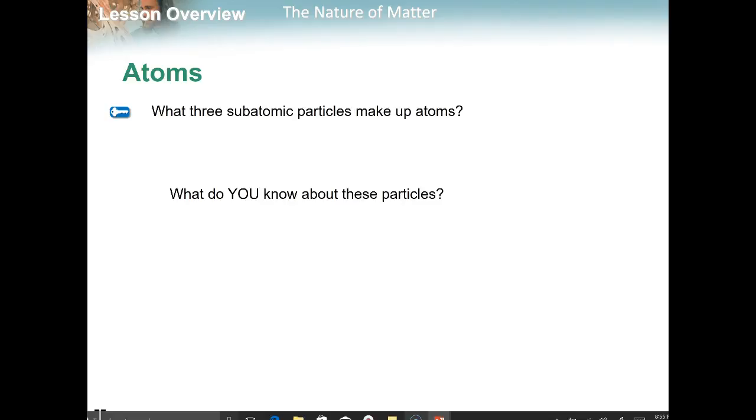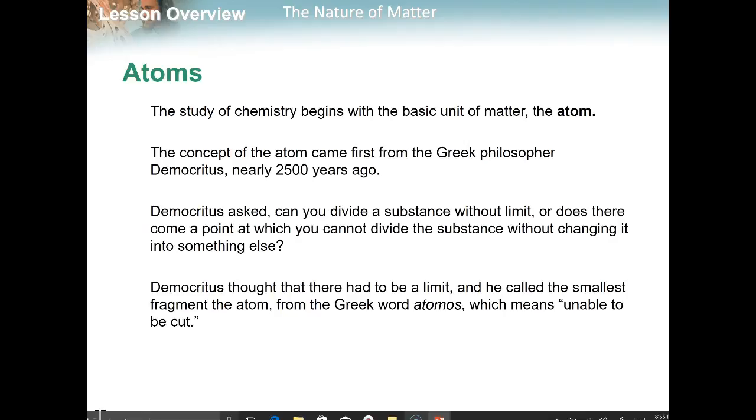Our key concept for Section 2.1 is: what three subatomic particles make up atoms, and what do we know about these particles? Let's first start with what subatomic particles make up an atom. First, we have to understand what an atom is. By definition, the atom is the basic unit of matter.